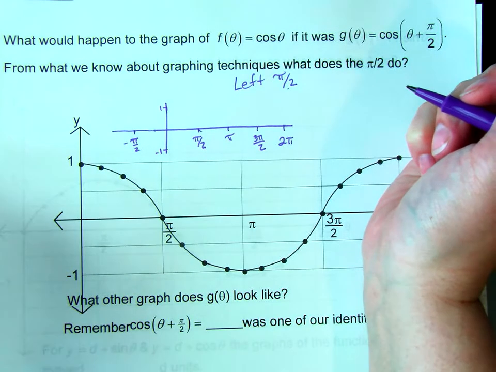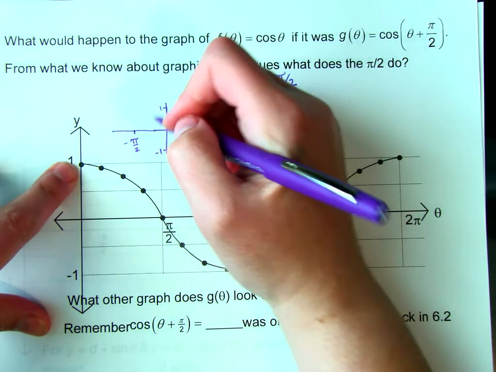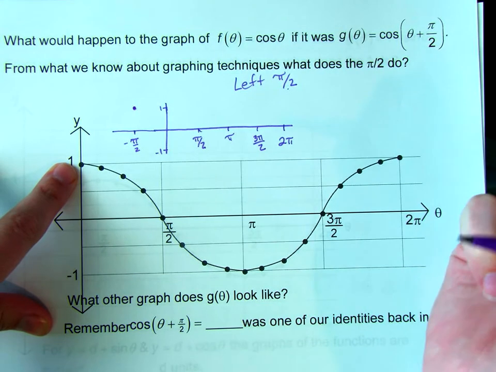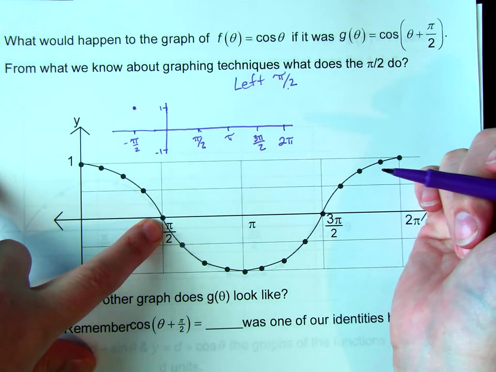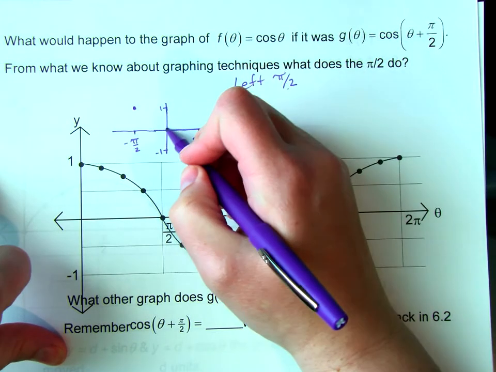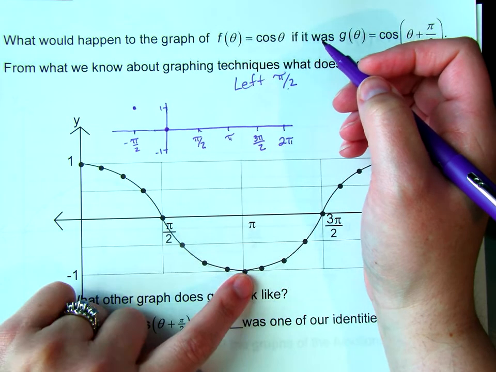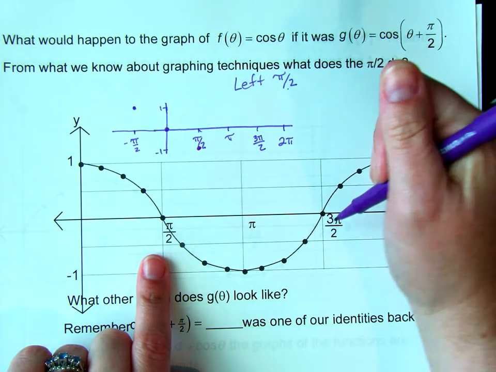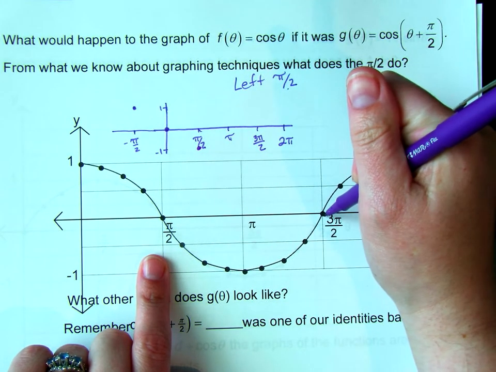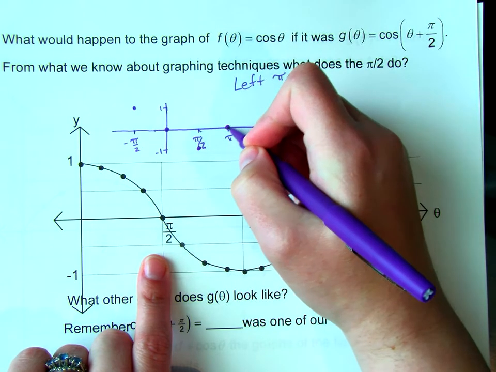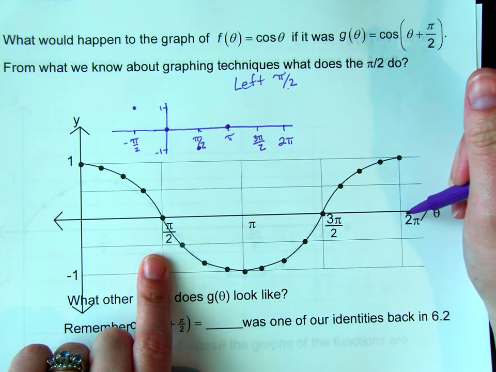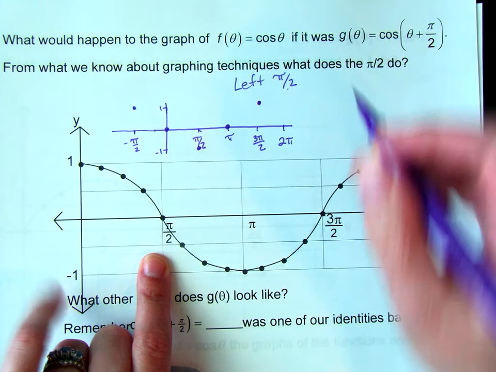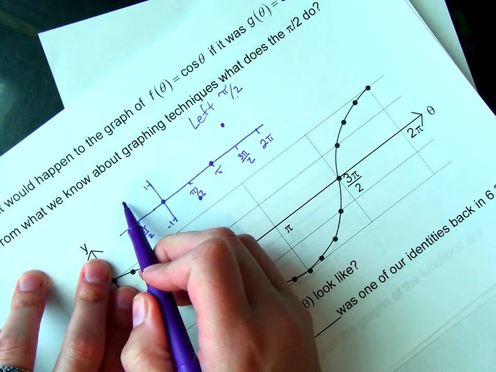So cosine starts up at 1. So that value is going to move left pi over 2. This value is going to move left pi over 2. This value is going to move left pi over 2. This value at 3 pi over 2 is going to move left pi over 2. 2 pi is going to move left pi over 2. So, let me sketch that.